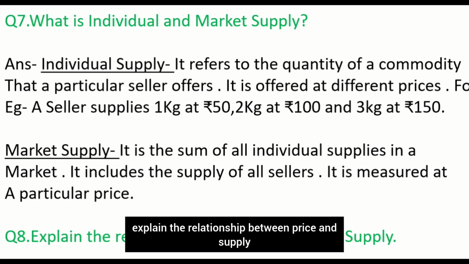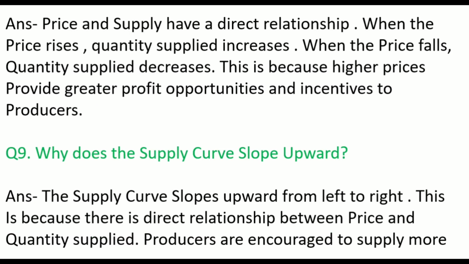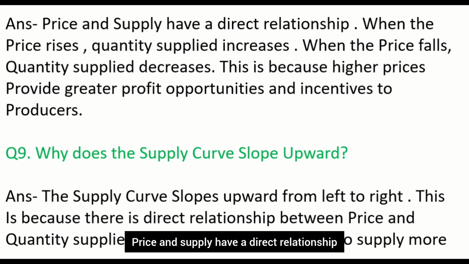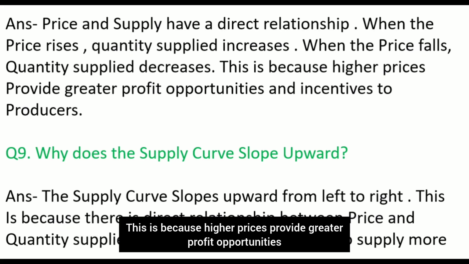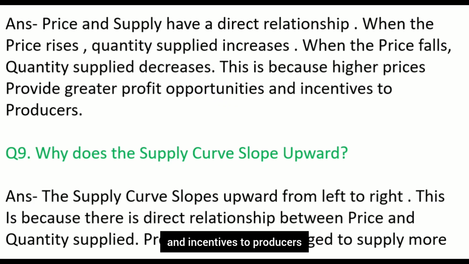Question number 8, explain the relationship between price and supply. Price and supply have a direct relationship. When the price rises, quantity supplied increases, and when the price falls, quantity supplied decreases. This is because higher prices provide greater profit opportunities and incentives to producers.